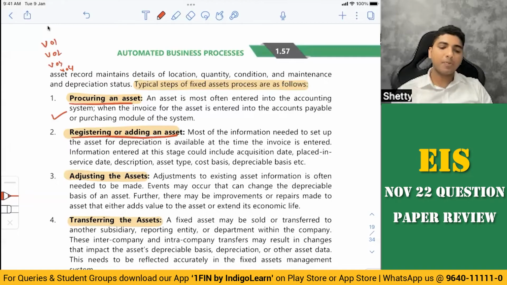And I will say, okay, vehicle number 1 is for office use, so charge depreciation at the rate of 10%. The useful life is 10 years. Asset number 2, charge 20%. Useful life is 5 years. So for all the assets, it need not be the same useful life or the same depreciation rate. Depending on every asset, I will register it in my software.